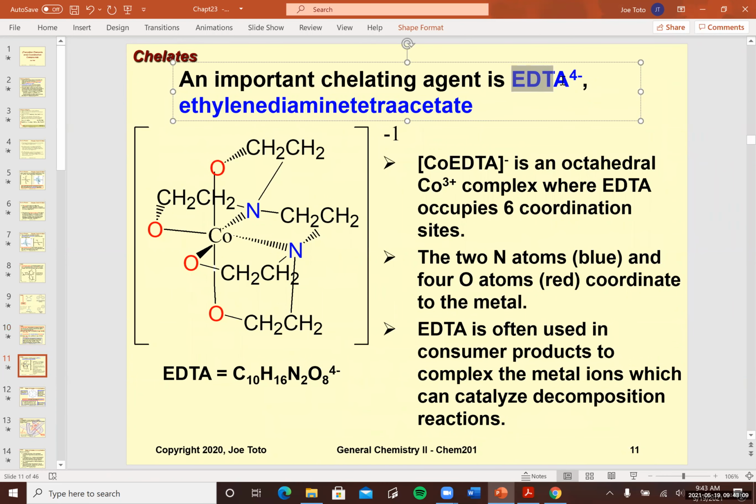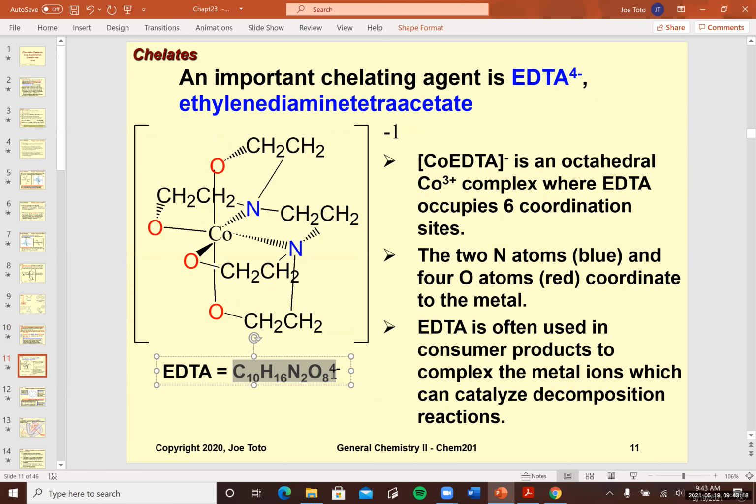One of those ones you might find in your food is EDTA. This is a hexadentate ligand. Its formula is down here. It makes 4 oxygen coordinate covalent bonds and the 2 nitrogens, and that makes up the 6 for an octahedral complex.